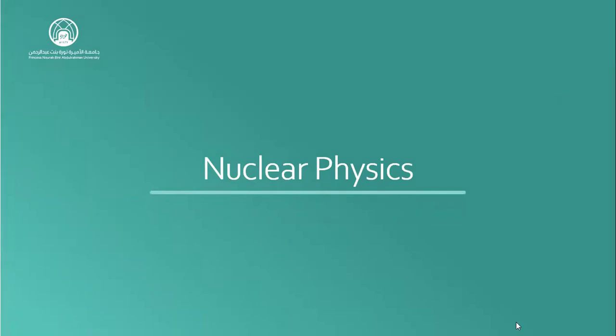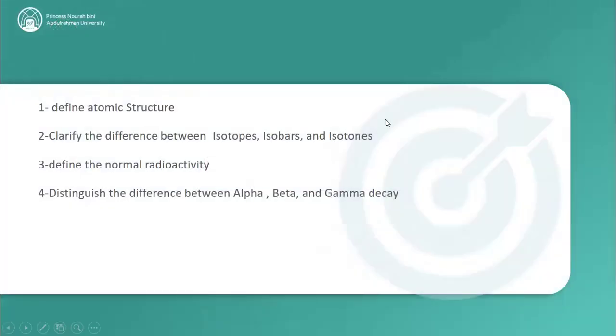Today we will speak about nuclear physics. Our goal is to define atomic structure, clarify the difference between isotopes, isobars, and isotones, define normal radioactivity, and distinguish the difference between alpha, beta, and gamma decay.